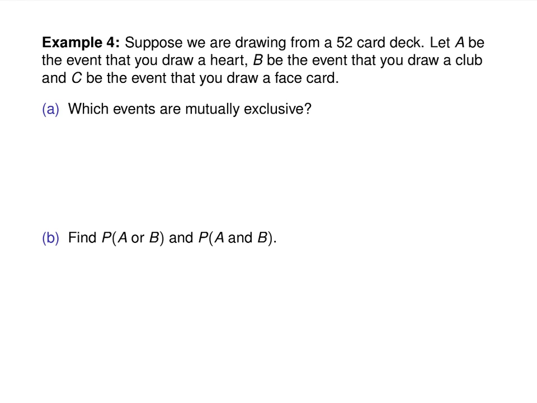All right, suppose we're drawing from a 52 card deck. Let A be the event that you draw a heart, B be the event that you draw a club, and C be the event that you draw a face card. So which events are mutually exclusive? Okay, are A and B? And we'll say, yes, you can't be a heart and club at the same time.